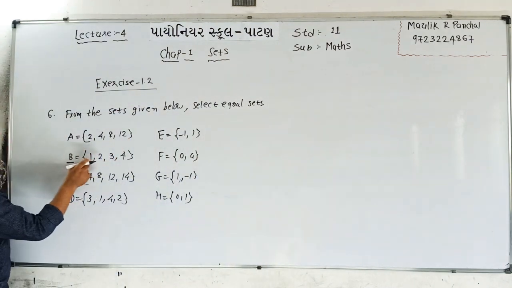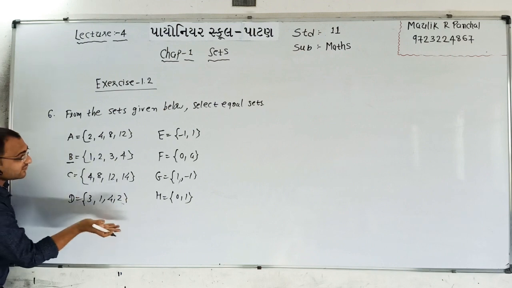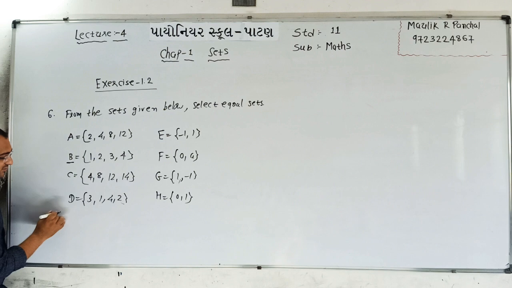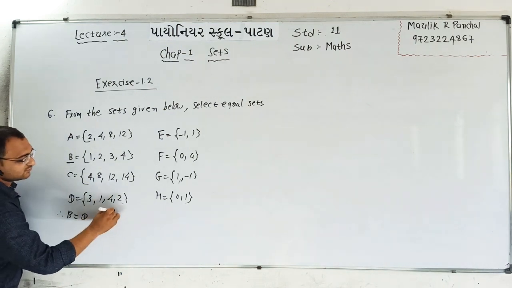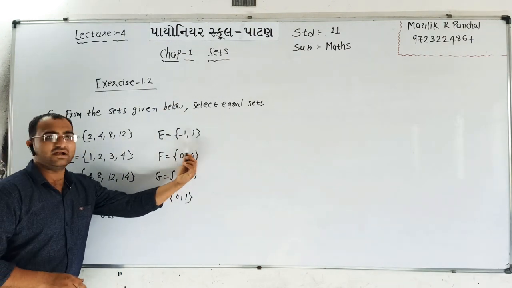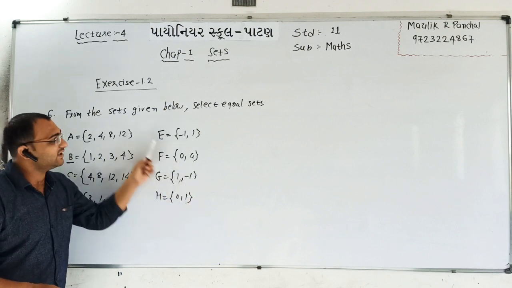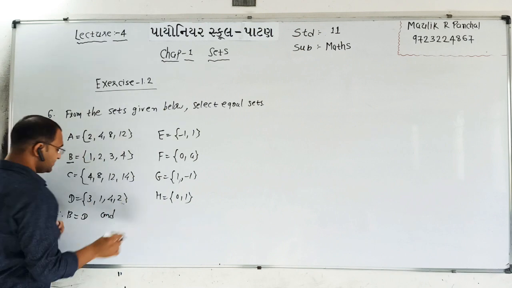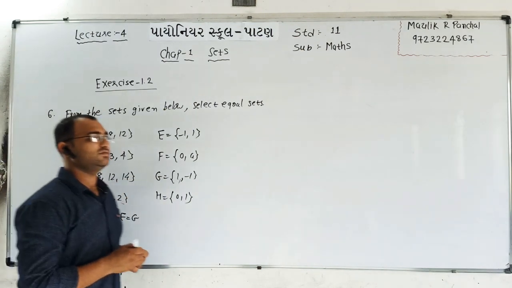Members of B are 1, 2, 3, 4 and members of D are 1, 2, 3, 4. That means B and D are equal sets, B equal to D. Also members of E are minus 1 and 1, and members of G are 1 and minus 1. That means members of E and G are same, means E and G are equal sets. E equal to G. Very simple questions.